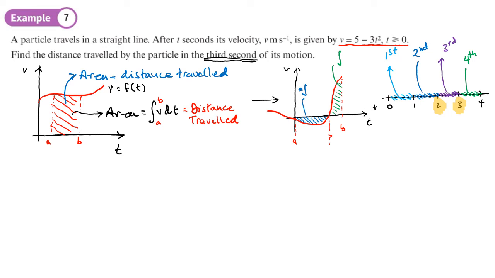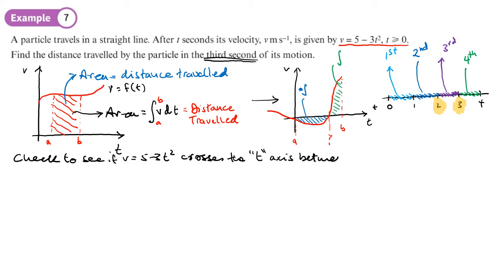So the first thing we're going to do is check to see if v equals 5 minus 3t squared crosses the t-axis between 2 and 3, because if it does, we're going to have to do what we just talked about there. One way to do this is to see where this crosses the t-axis, and that will be when v is 0. So let's try v equals 0.